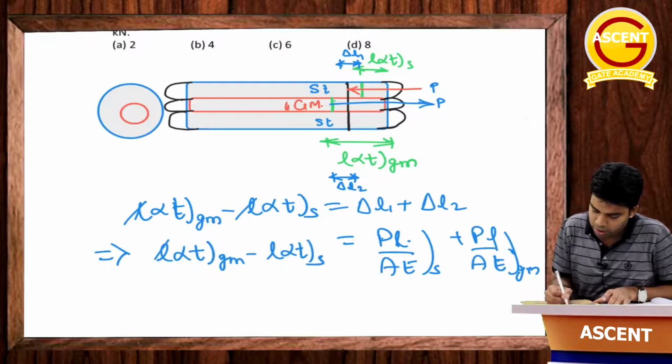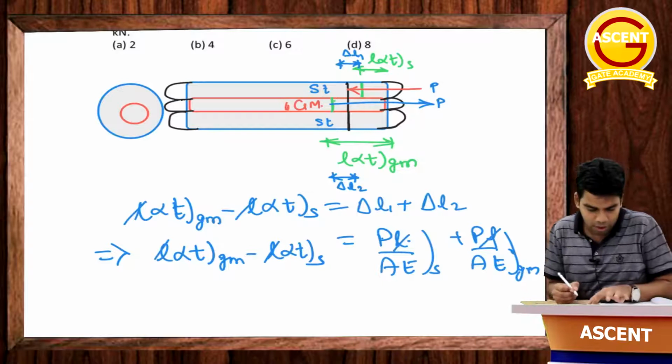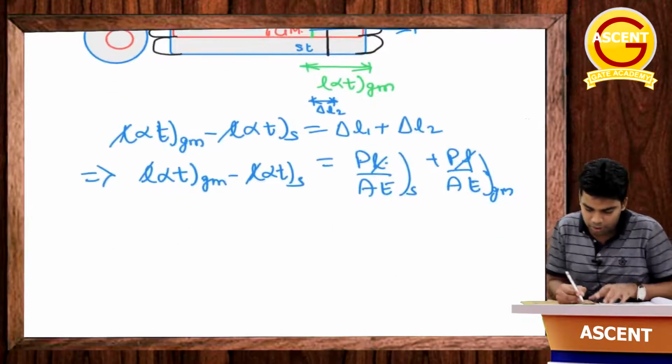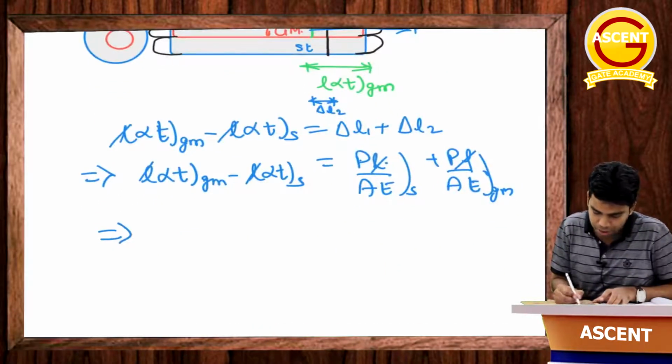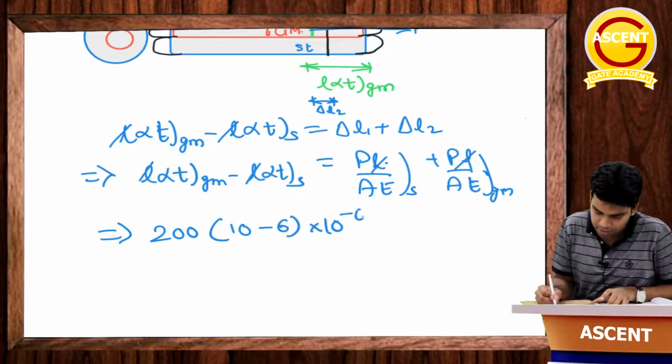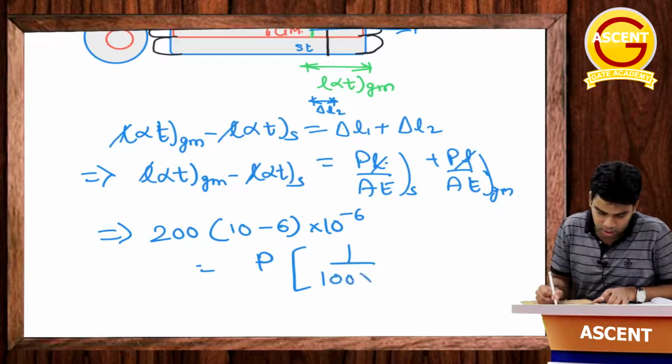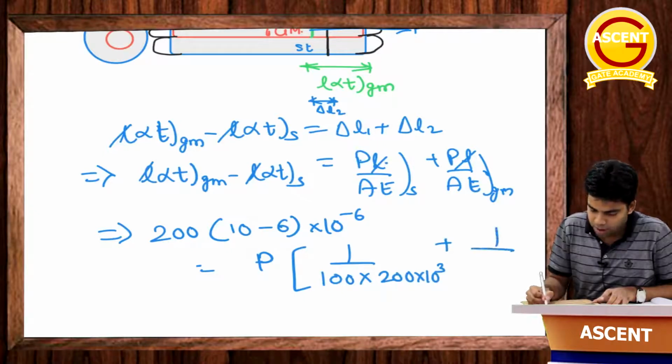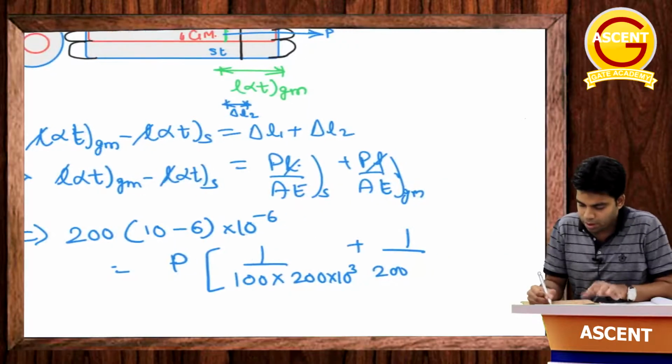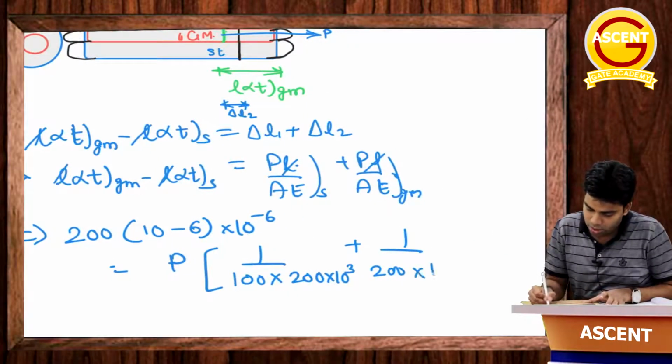So from here you can cancel out the length. You have to calculate the value of P, so just put the value. This will be equal to T is 200 Fahrenheit into alpha of gunmetal 10 minus alpha of steel 6, into 10 raised to the power minus 6 taken as common, is equal to P times 1 by AE of steel. So area 100 into 200 into 10 raised to the power 3 E, plus 1 by AE of gunmetal, 200 into 100 into 10 raised to the power 3.